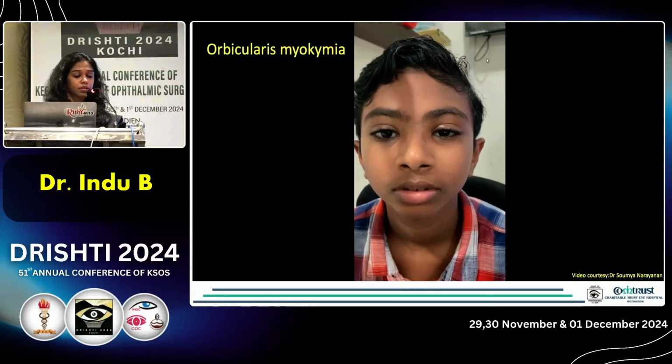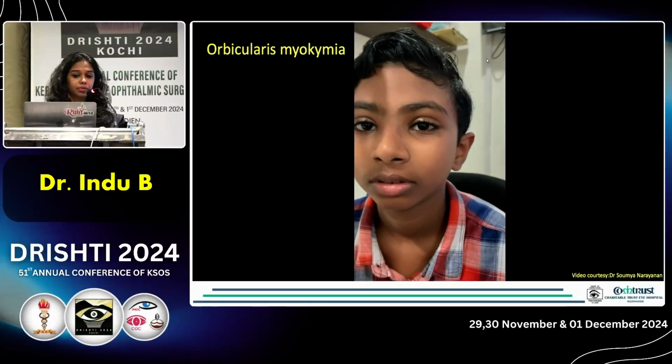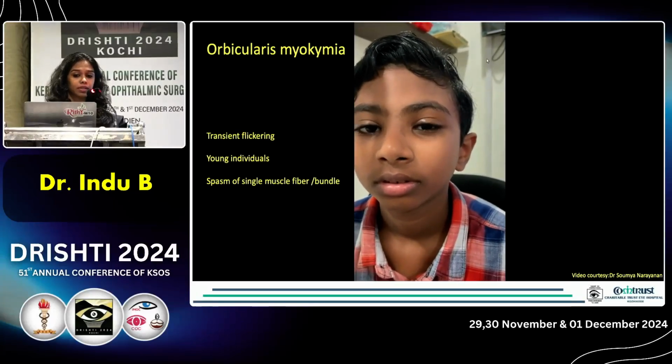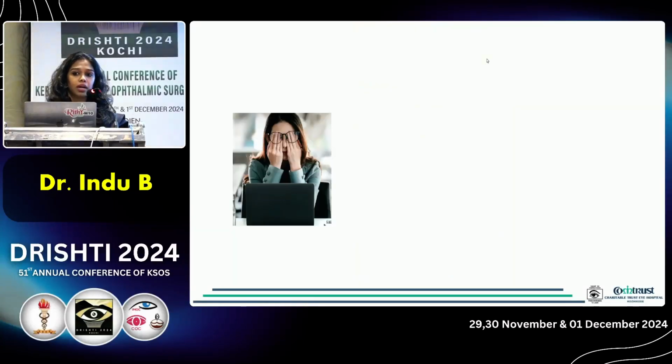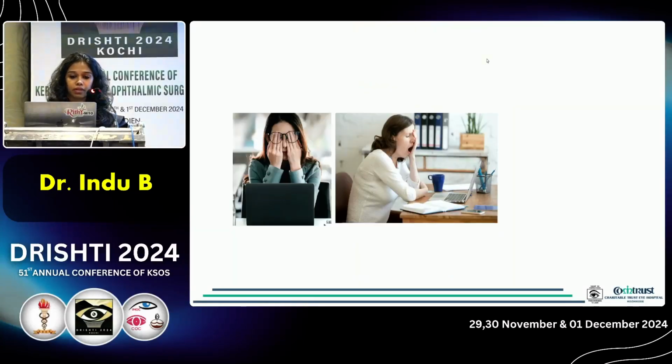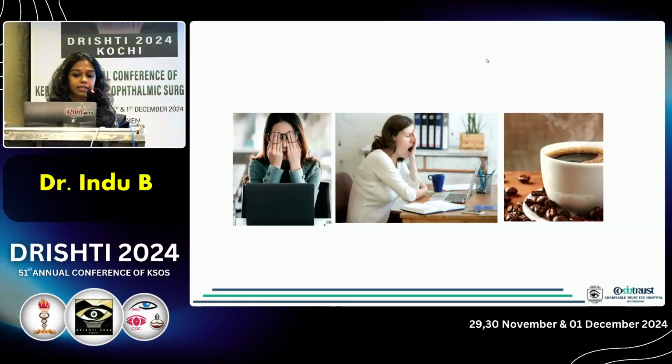This is called orbicularis myokymia. Here you can see that there is transient flickering of the lower eyelid, and it's commonly seen in young individuals. There is spasm of a single muscle fiber or a bundle of muscle fibers. So what is the main cause for myokymia? It's often stress, lack of sleep, and excessive intake of caffeine, alcohol, or tea.